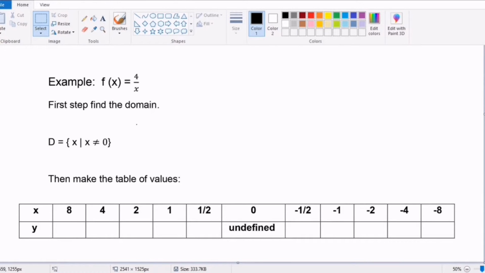Next is making the table of values. Here we have x equals 0 in the middle, and we will find all the closest numbers to 0 and substitute them in our given. And here is our answer after we substitute all the numbers to our given. And since x is 0, our y will be undefined. And that's how you make the table of values.